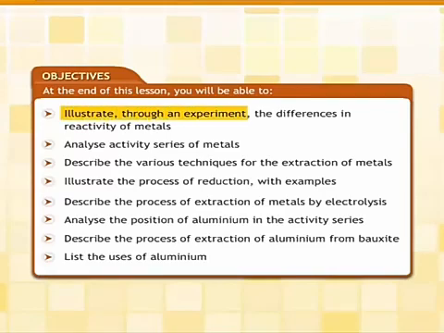Illustrate through an experiment the differences in reactivity of metals, analyze the activity series of metals, describe various techniques for the extraction of metals, illustrate the process of reduction with examples, describe the process of extraction of metals by electrolysis, analyze the position of aluminium in the activity series, describe the process of extraction of aluminium from bauxite, and list the uses of aluminium.